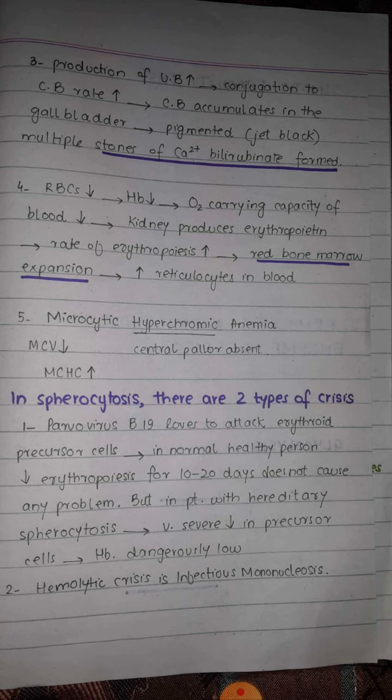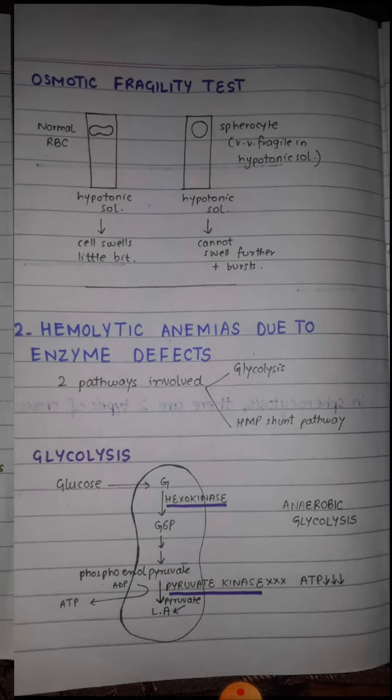So, in infectious mononucleosis, antibodies are formed against Epstein-Barr virus. These are IgG antibodies and IgM antibodies. These complexes of IgM and IgG antibodies also attack the red blood cells and cause hemolytic crisis, which is very severe in case of hereditary spherocytosis.